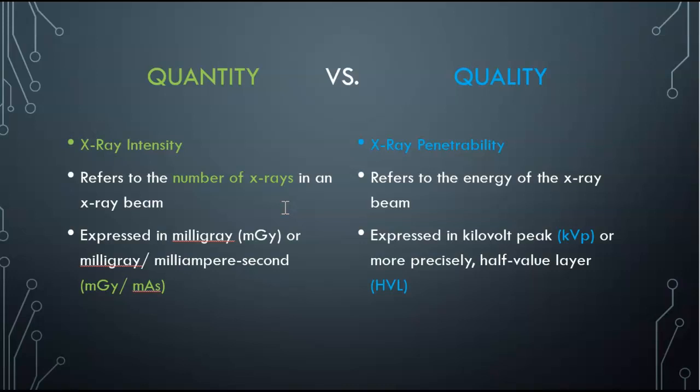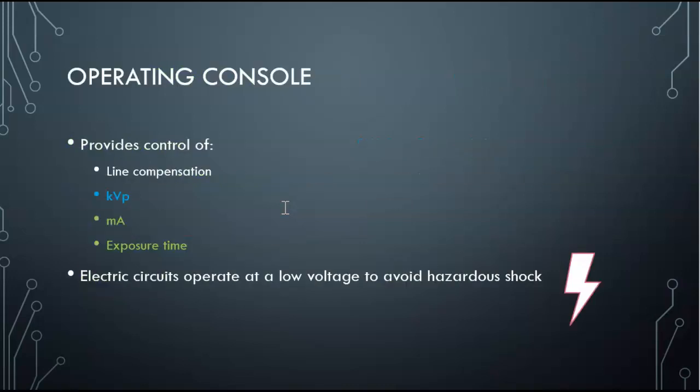They always go together. If I ask you a question about half value layer, what are we measuring? We're measuring KVP. What's KVP? Quality. So if I'm talking about how we measure the quality of the beam, you know quality is KVP and KVP is linked to half value layer. So we measure half value layer with the quality of the beam to see the quality. Don't get that wrong.